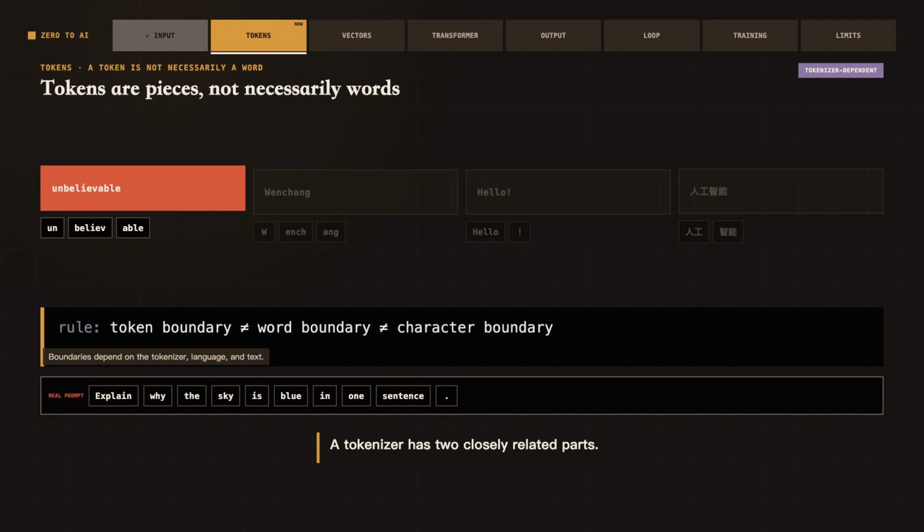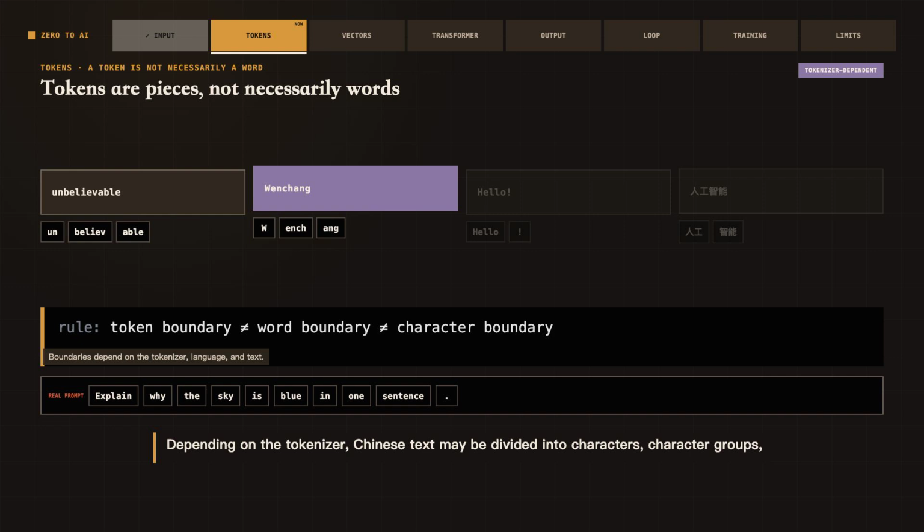A tokenizer has two closely related parts. It has an algorithm that divides text into pieces, and it has a finite vocabulary that assigns an integer ID to each permitted piece. A token might be a whole common word or part of a longer one. Some include a leading space. Others are punctuation, 1 byte, or a short sequence of bytes. Depending on the tokenizer, Chinese text may be divided into characters, character groups, byte pieces, or other learned units. So the sentence, "1 token equals 1 word," is false.